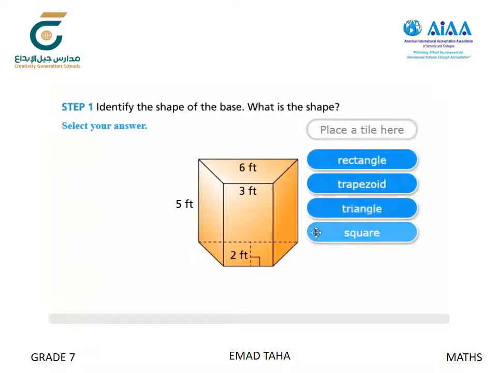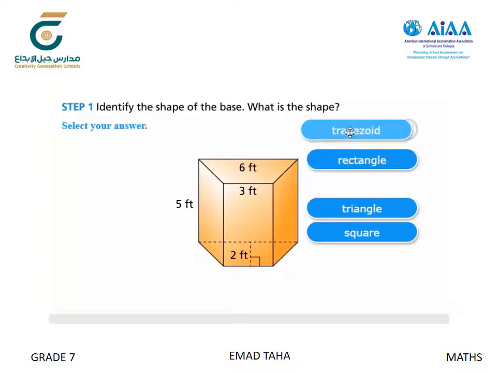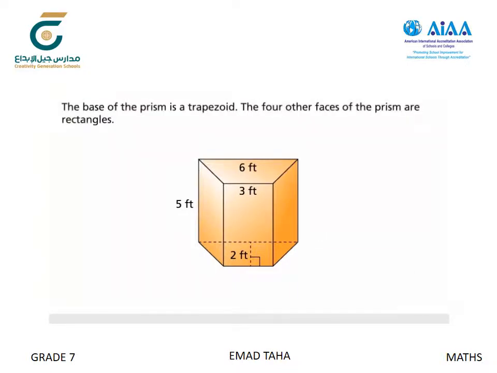Okay, is the base a triangle? No, a triangle has 3 sides. So is the base a trapezoid? Yes, because a trapezoid has 2 opposite and parallel sides. The base of the prism is a trapezoid, as shown by the top and bottom faces in the drawing. The other faces of the prism are rectangles.